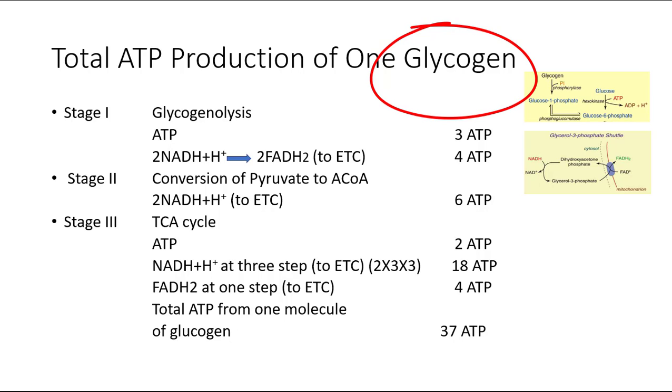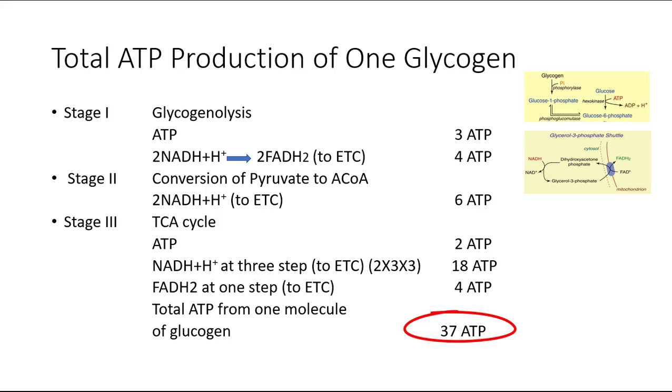This is about the total ATP production of one glycogen. The only difference is stage 1's ATP production is 3 ATP. Therefore, the total ATP from one molecule of glycogen is 37 ATP.